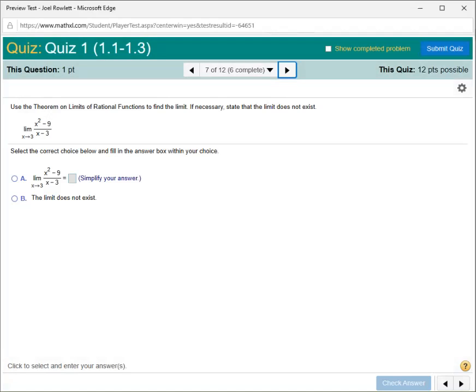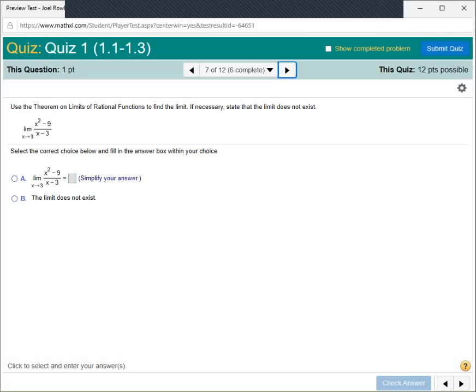Let's take a look at problem number 7. By the way, your quiz may have had different problems, but they are definitely similar problems. In other words, I think one quiz had x squared minus 25 instead of x squared minus 9 in the numerator, but the procedure is the same. So even though your quiz may have looked different, it was definitely similar to this one.